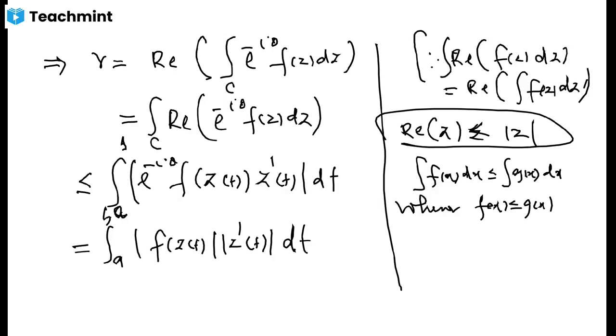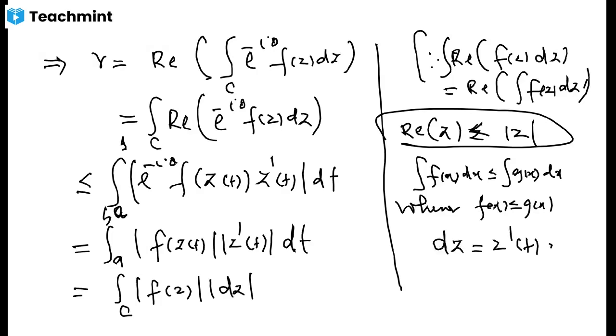And now giving back everything, it is integral over C of modulus of f(z) mod of dz. Because dz, I can write as z prime t dt, and mod of dz, I can write as modulus of z prime t dt. So this is the left hand side, right hand side. So left hand side is R.